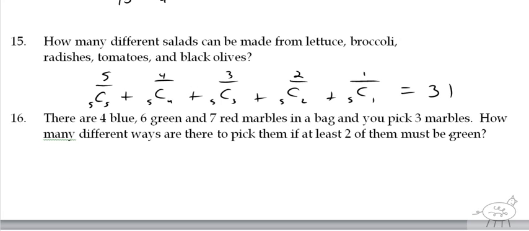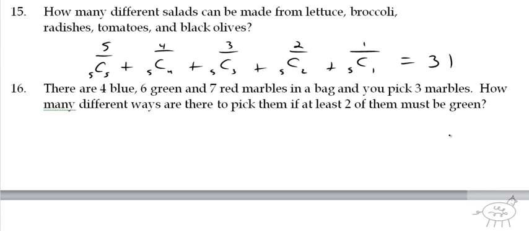Okay? Number 16, there are 4 blues, 6 green, and 7 red marbles in a bag, and you pick 3 marbles. How many different ways are there to pick them if at least 2 of them must be green? So that means I either have 2 green or I have 3 green.